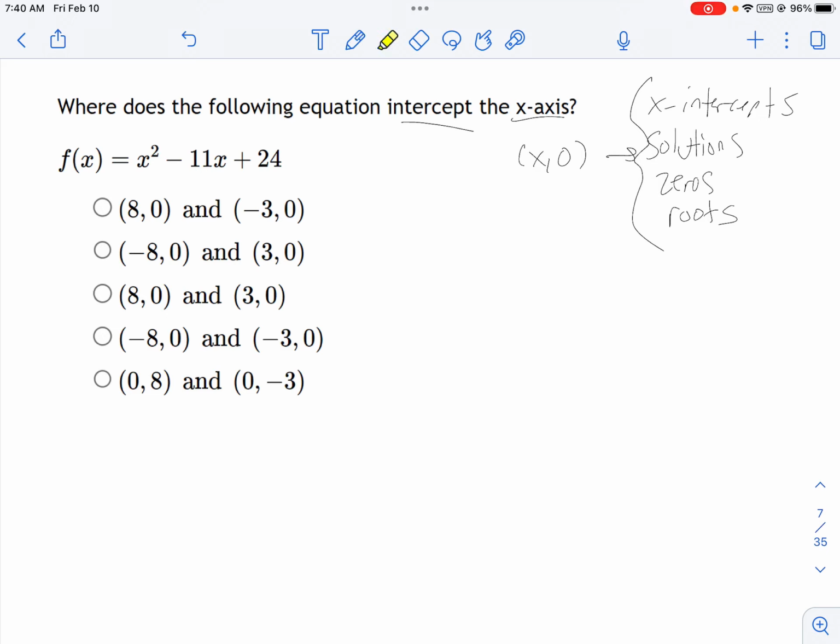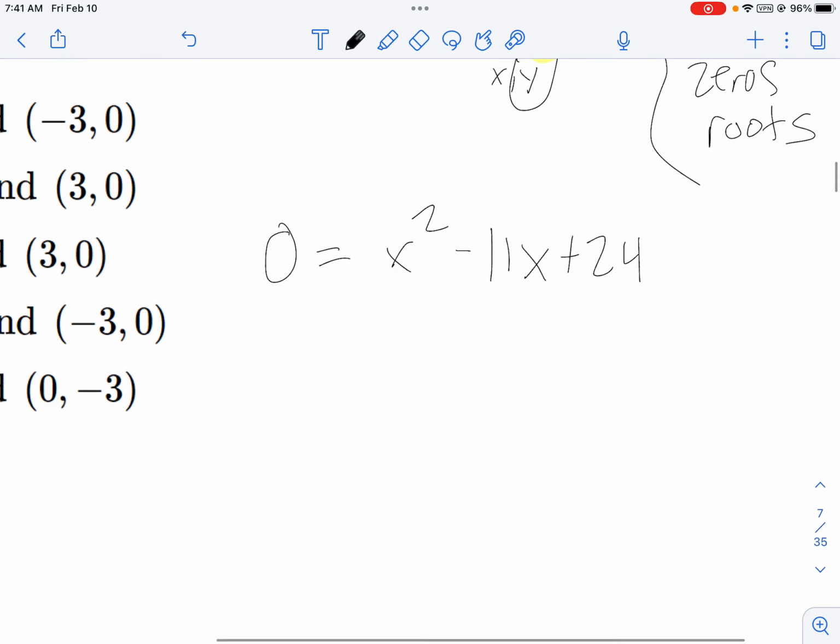We know an x-intercept is written as x comma 0, where every point is x comma y, which means your y is 0. Well, in this equation, your f of x, that's your y. So if we set our y, our f of x, to 0, 0 equals x squared minus 11x plus 24. All right. And then from there, I'd say, okay, well, let's solve the equation.